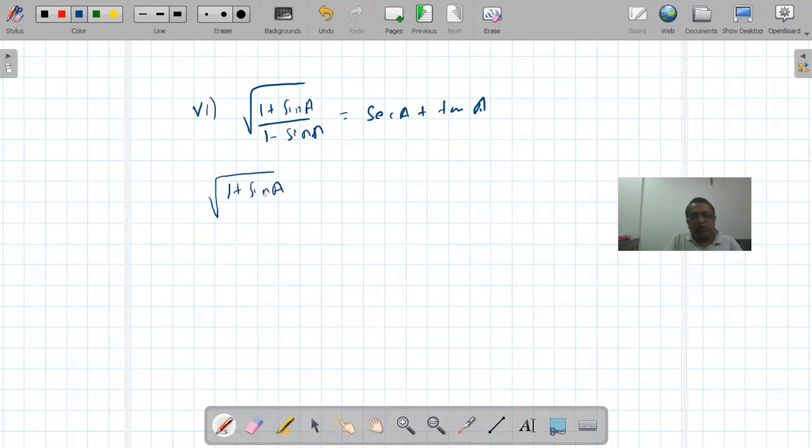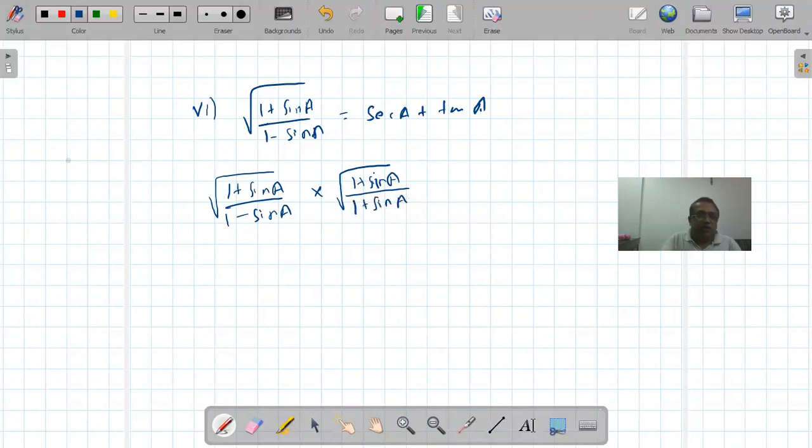So we are going to make use of that. So we get root of (1 plus sin A) upon (1 minus sin A). We are going to multiply and divide by the same number as the denominator, but with the opposite sign in between. So this is minus, so we have put plus. I hope you remember this.